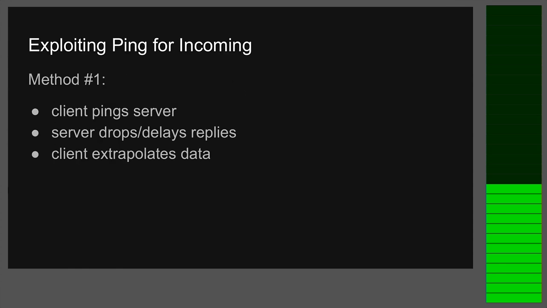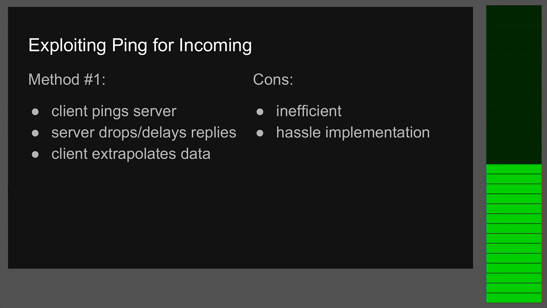So incoming data, well, I thought about a very elaborate scheme to send pings to the server. The server will delay the replies or drop them, and then the client will figure from this encoding what the original data was. But that's a problem. It's a hassle to implement, and it's very inefficient. We'll get like bits per second. That kind of sucks. So I kind of left this idea, and then I debugged my tunnel, and I found this.